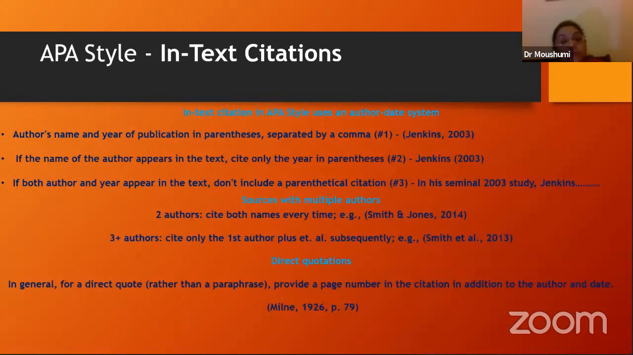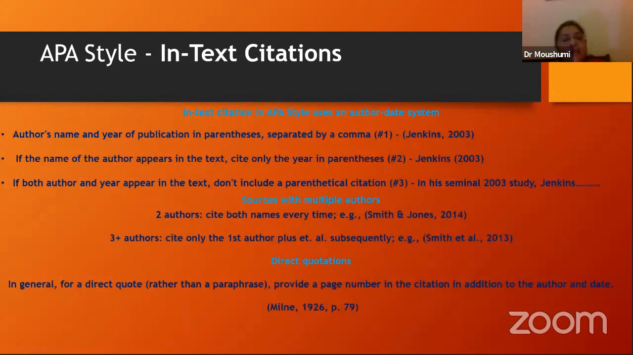Three authors or more than three authors: in that case, we write the name of the first author only in the in-text citation. We will write in detail about all the authors in my reference list. So in the in-text citation, what do I write? Smith et al. That means there are three or more authors, 2013.